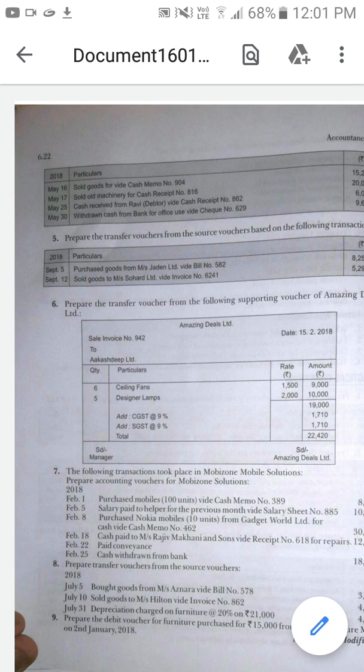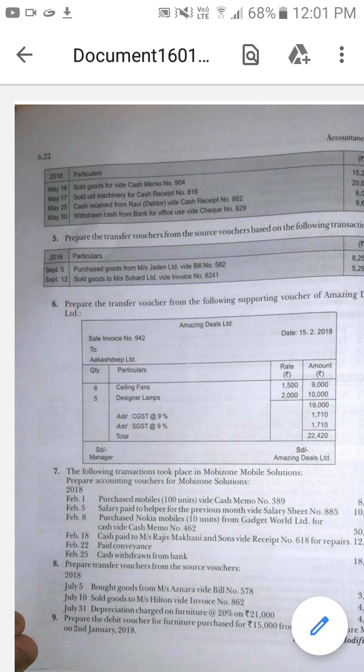It is prepared by the seller and sent to the purchaser. So by seeing the supporting voucher, who is the seller? Amazing Deals Limited is the seller, and the sales invoice number 942 is to Akash Deep Limited. So this voucher is sent to Akash Deep Limited. Akash Deep Limited is the purchaser and Amazing Deals Limited is the seller.